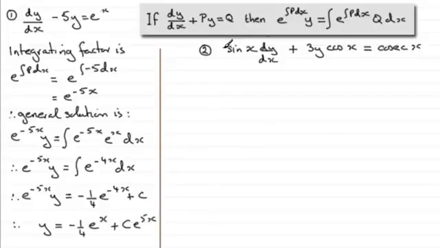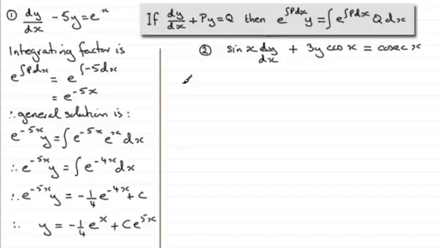Now in this next example, we've got to solve sine x times dy dx plus 3y cos x equals cosec x. One of the reasons why I picked this example is because, first of all, it's not in the right format. We've got to start with dy by dx, so that means we've got to remove the sine x, and we can do that by dividing each term by sine x.